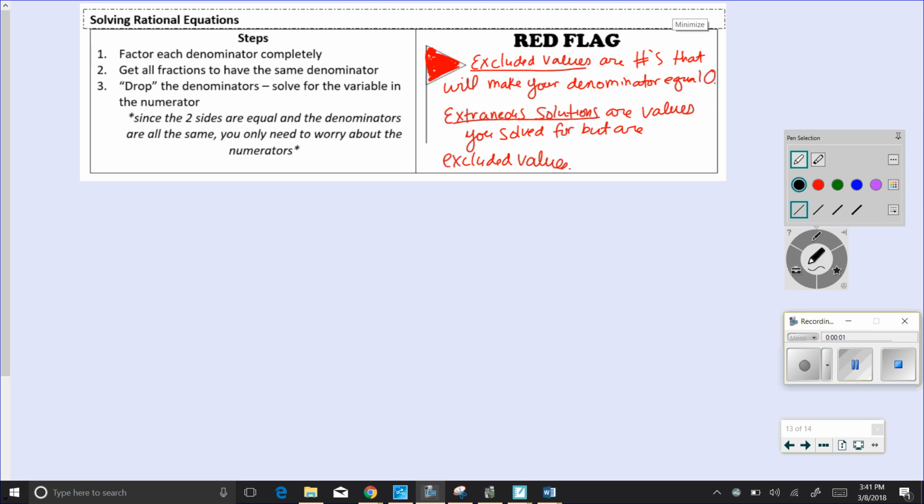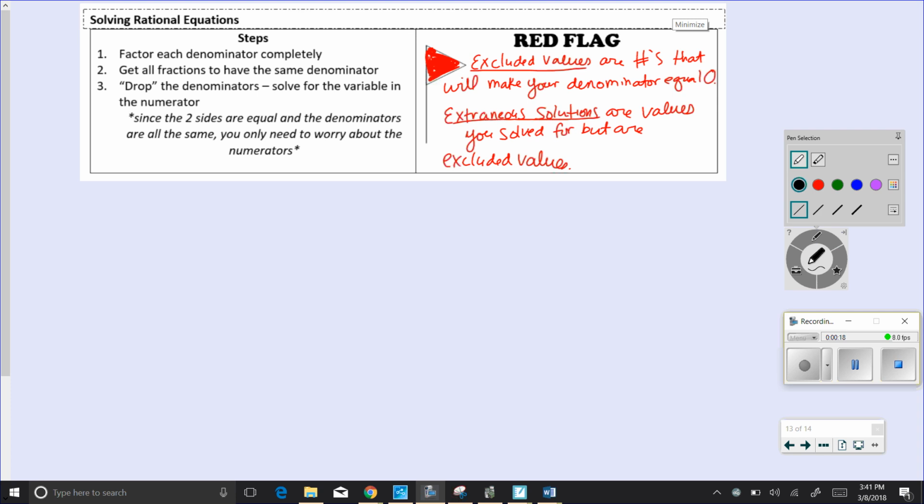This video is solving rational equations. So when solving rational equations, one thing we have to be careful of is the fact that our variable can be, and most of the time is, in the denominator. And for that we have these red flags that we have.